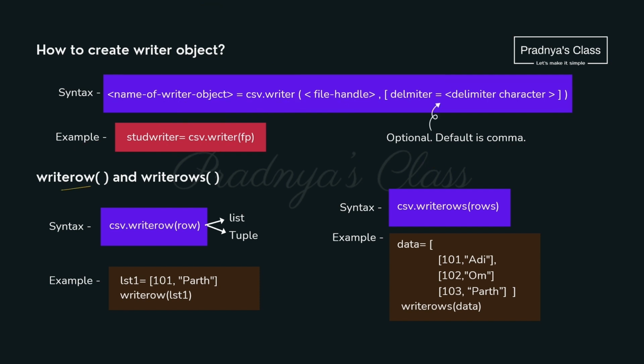Now let's check out the syntax for writerow and writerows functions. These functions are part of the writer object, so we will be writing the name of the writer object. The writerow function writes one row that we can provide in the form of a list or in the form of a tuple. Look at the example. Here is one list that we are writing with the writerow function. Now let's try to understand the syntax of the writerows function. The writerows function writes multiple rows, so we can provide them in the form of a nested list.